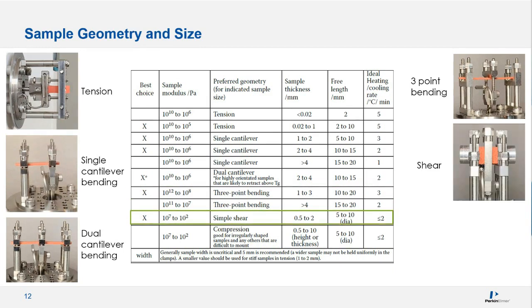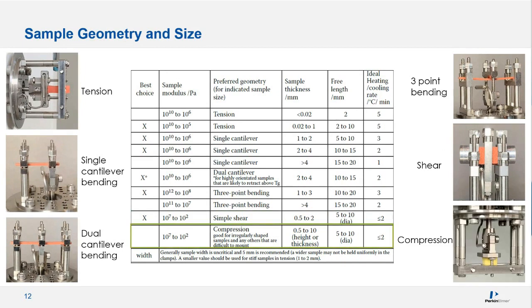Uncured thermosets are often run in shear mode. It's axial, not torsional as in a rheometer. Other soft materials can also be tested for shear modulus. Compression mode is good for irregularly shaped samples or other difficult-to-mount samples with low to moderate modulus.